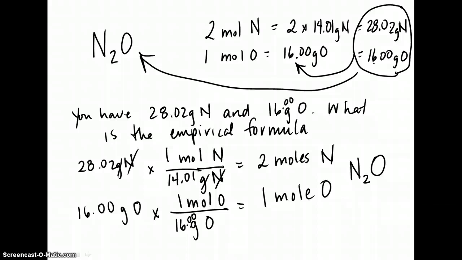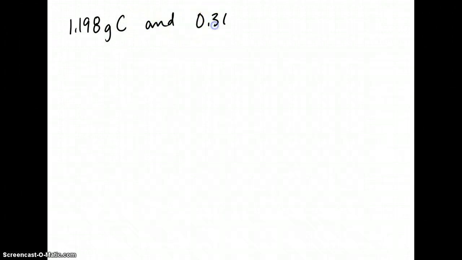Now let's work on one that's maybe a little bit more difficult. The next one, let's try this one. I have 1.198 grams of carbon, and I have 0.302 grams of hydrogen. For these, it's really important that you keep your significant figures. If you do not keep your significant figures, you're going to get answers that are not correct. So in this case, we're going to work with the smallest sig figs. We need to have at least 3 significant figures in our answer, all right? So just make sure you have that.